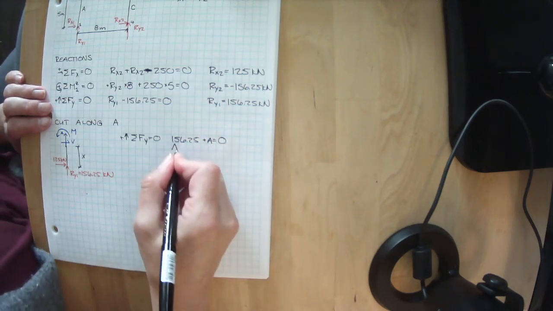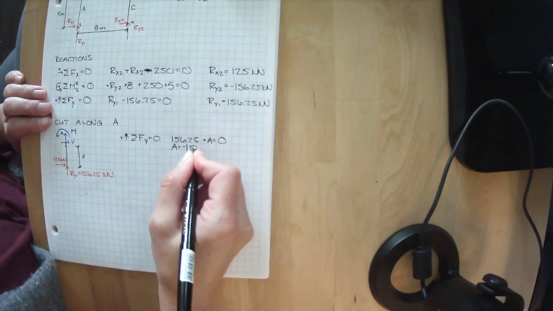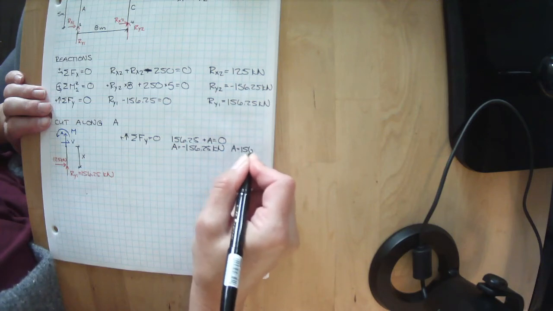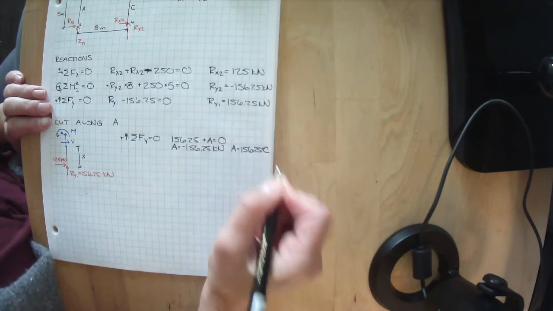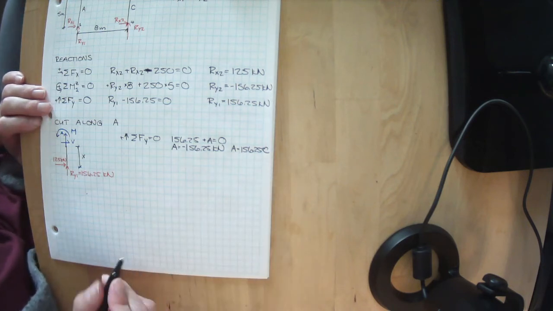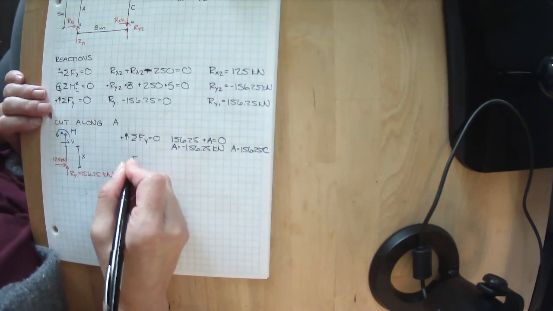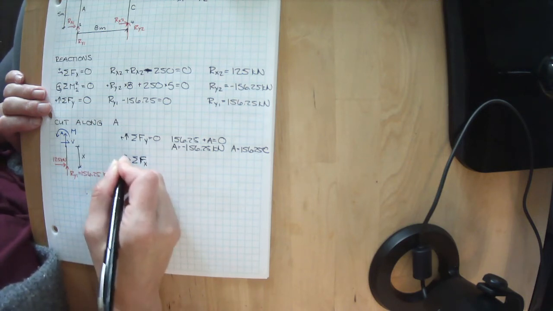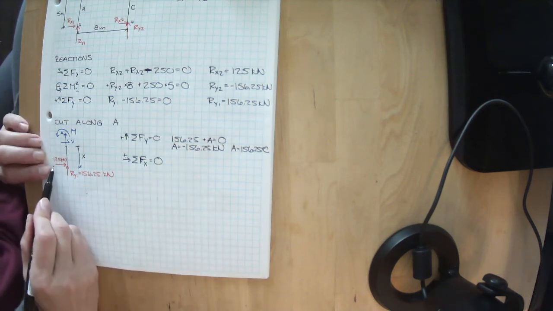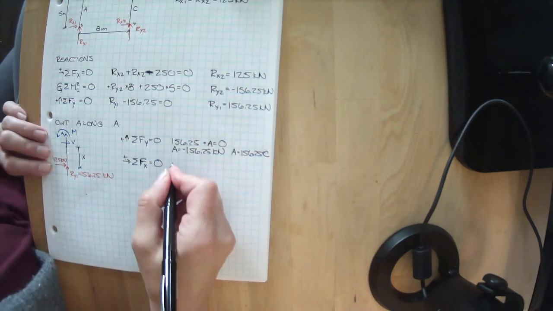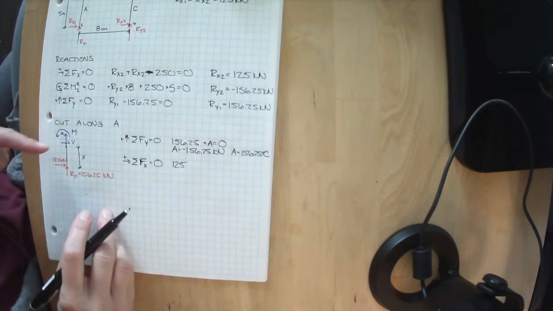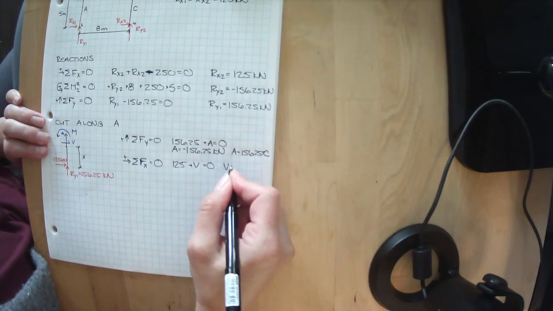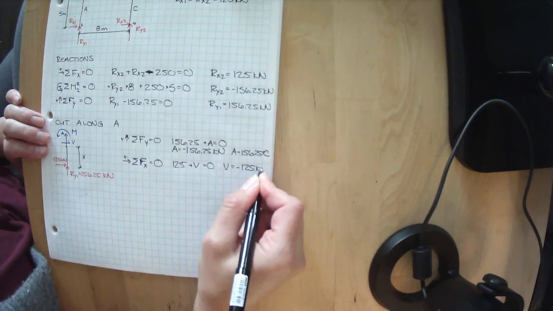We rearrange this. A equals minus 156.25 kilonewtons, or A equals 156.25 kilonewtons in compression. So A is in compression. Let's sum the forces in the x direction, where everything going in this direction is positive. We have 125 kilonewtons going in the positive direction, and we have our unknown shear going in the positive direction. It looks like V equals minus 125 kilonewtons.